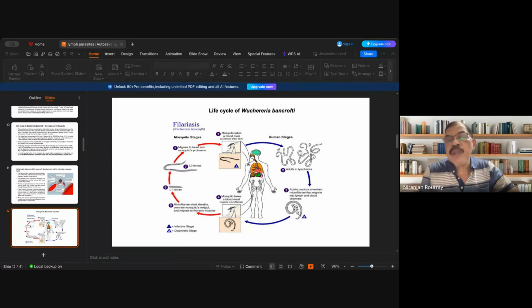Sheath means the larva is enclosed by a transparent covering, which is outfitting. Outfitting means it loosely covers, so as to allow the movement of the microfilaria within the sheath.